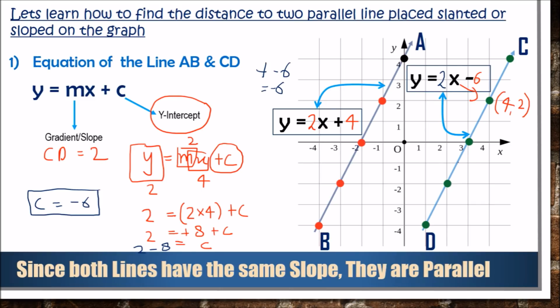And since these two lines have the same slope of 2 and 2, these two lines are considered parallel to each other. So our lines AB and CD are parallel. And parallel lines have one common relationship: two parallel lines have the same gradient value. Alright, let's move on to step number 2.